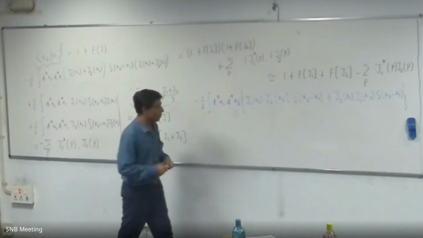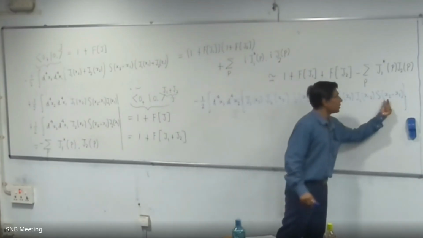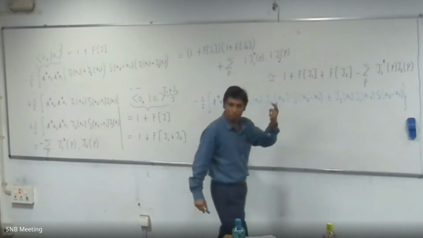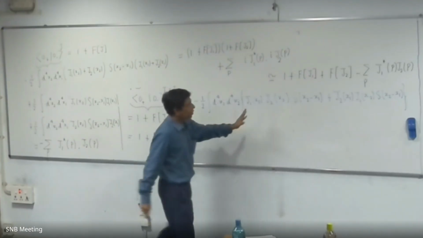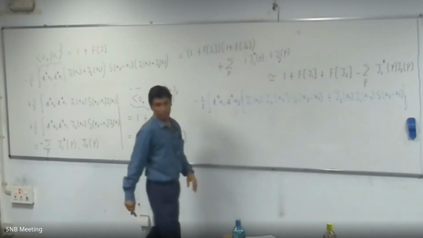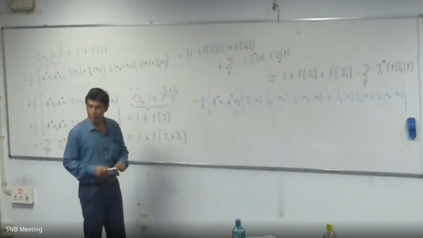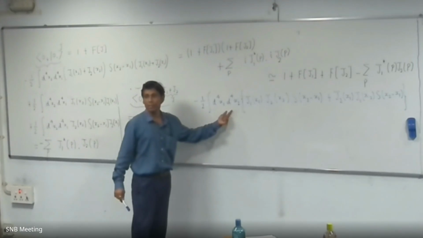S is symmetric in x2. So s x2 minus x1 is the same as s x1 minus x2. So you can show that this term is equal to this term. That is very simple to show, right? By just changing the dummy indices. You can change the dummy variables of integration.